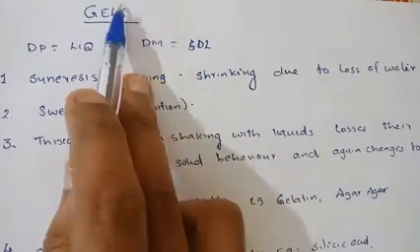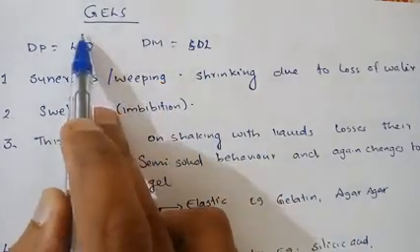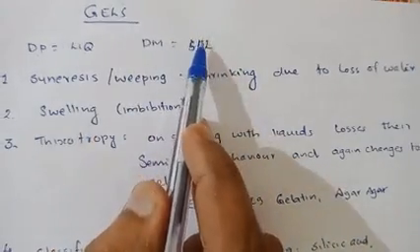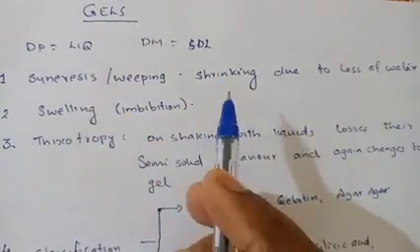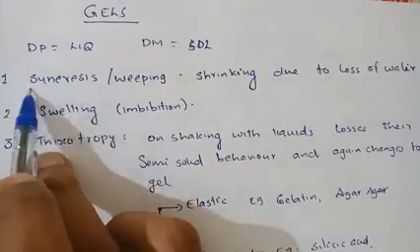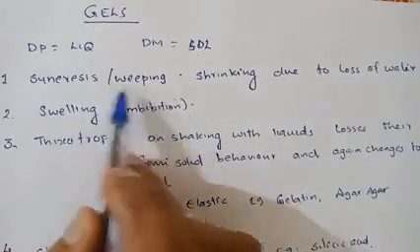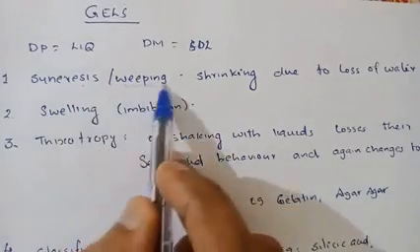So what is meant by gel? If the dispersed phase is a liquid and the dispersion medium is a solid, we can call that particular colloid a gel. Now there are some important terms related to gels. The first one is about weeping. The important term is weeping or syneresis. So what is meant by weeping?